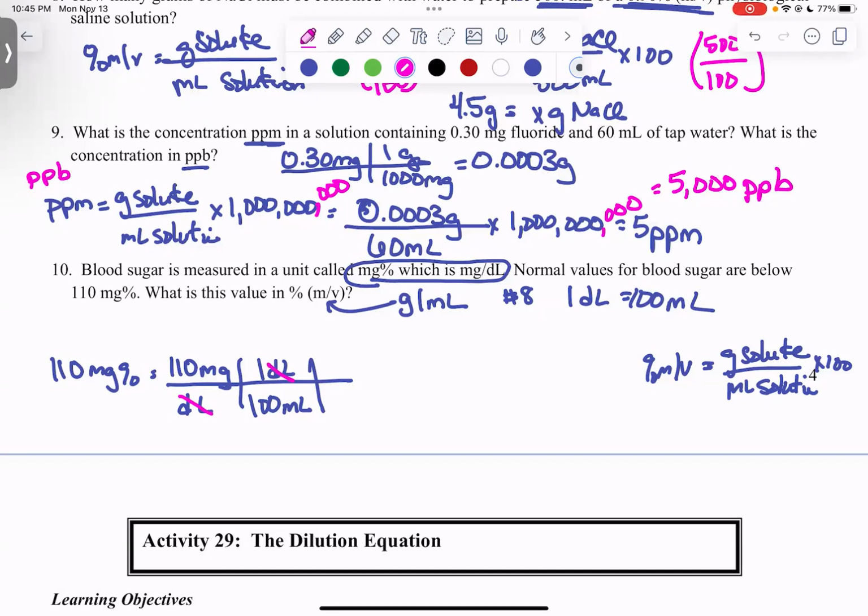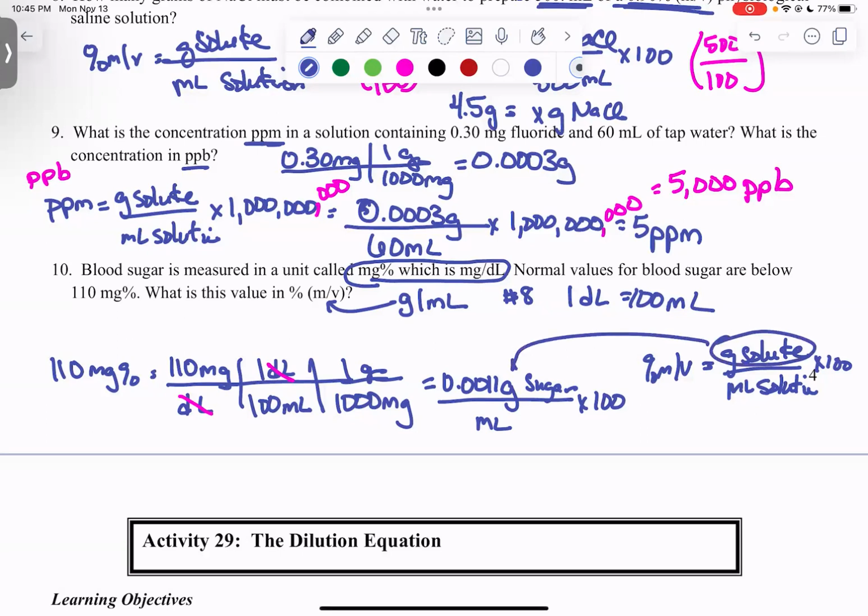But that's not quite what I want. I really want grams per milliliter. So I'm going to come back here and convert. There are 1,000 milligrams in 1 gram. And then I should be able to just do my math, and I should get 0.0011 grams per milliliter, times 100. All I did was plug in: this is my grams of solute right there, my milliliters of solution right there, and then I just multiply by 100. Okay, so let me erase those things. Now what do I get when I do this? I get 0.11% mass by volume. Next video will be on dilutions.